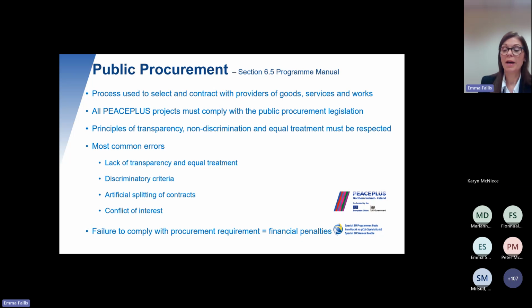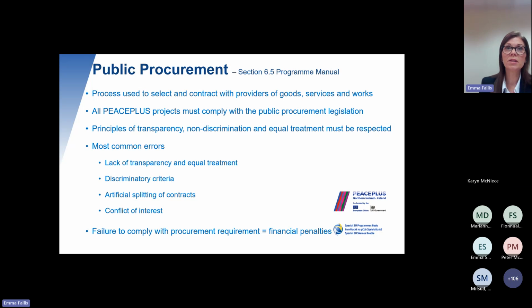Section 6.5 of the programme manual deals with public procurement processes, and public procurement is the process used to select and contract with providers of goods, services or works. This is one that the Commission have acknowledged is an area where most irregularities come from. There are quite a lot of things that can go wrong, and that's why good planning and being aware of the pitfalls will help you implement your project successfully and undertake a successful public procurement.